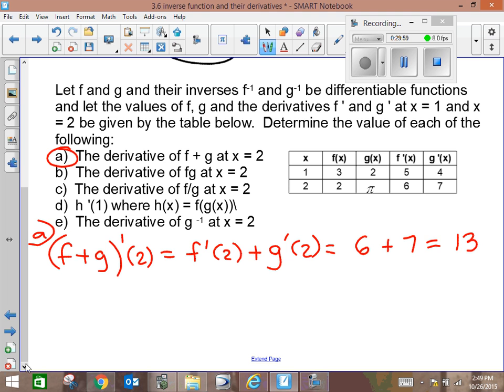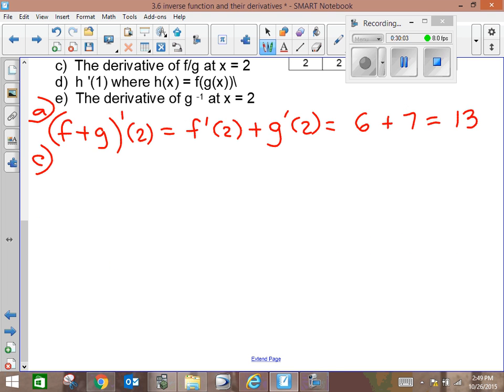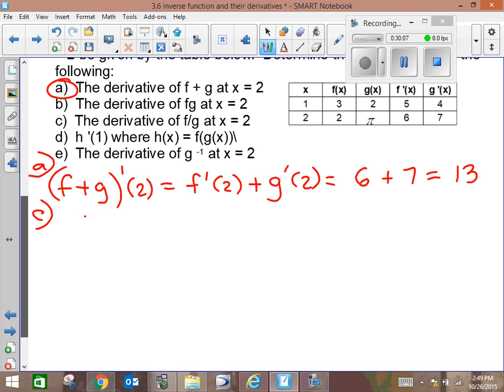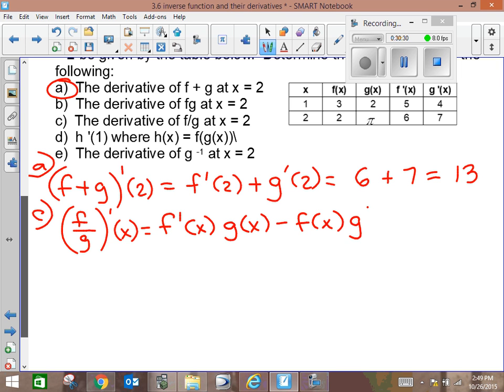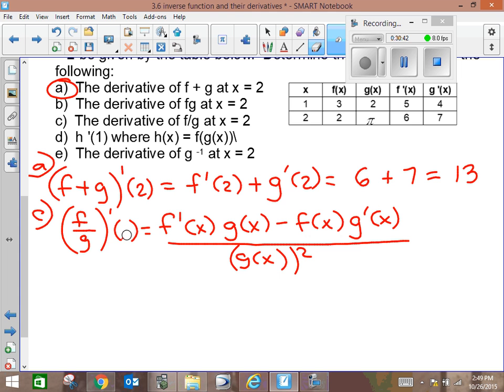All right, let's go down to C, because we're not going to have time to do all of A, B, C, D, and E. C says the derivative of F over G, at 2. Now again, if this notation is messing you up, go back and ask what rule we're going to use here. Quotient. F of X, G of X minus F of X, G prime of X over what? Then you can put your 2 in. A 2 here, 2 here, 2 here, 2 here, 2 here.